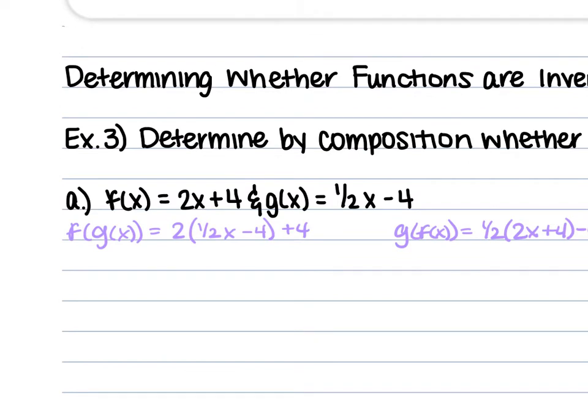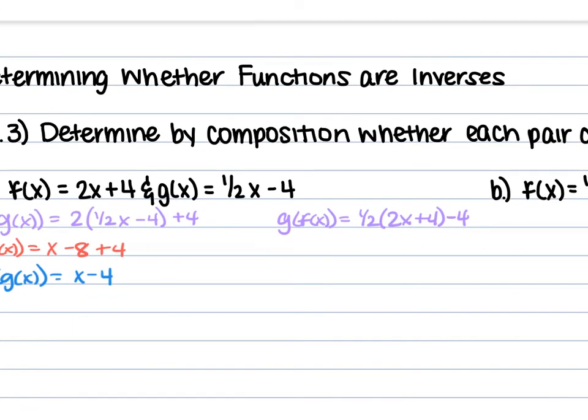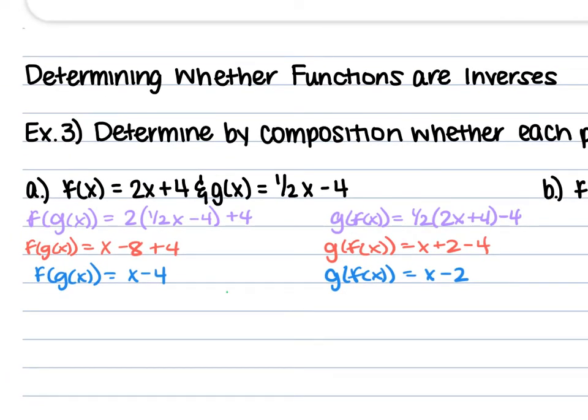All right, so first do the f of g of x. F of g of x is equal to 2 times 1/2 is 1, just leave the x. 2 times -4 is -8 plus 4. So f of g of x is equal to x minus 4. For g of f of x, we have 1/2 times 2x, which is just x. And then 1/2 times 4 is 2. So we combine these like terms here. G of f of x is equal to x minus 2. Now, the x minus 4 and the x minus 2 should be the same thing, and they are not. So they are not inverses of each other.